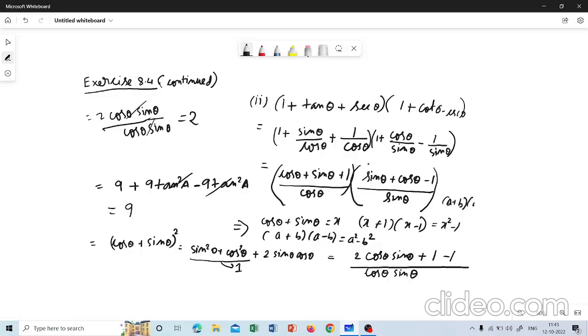So this is, I think, the easiest method, but if anyone finds a much better and simpler method, you can just comment it below. So now I am going to continue with the third question.